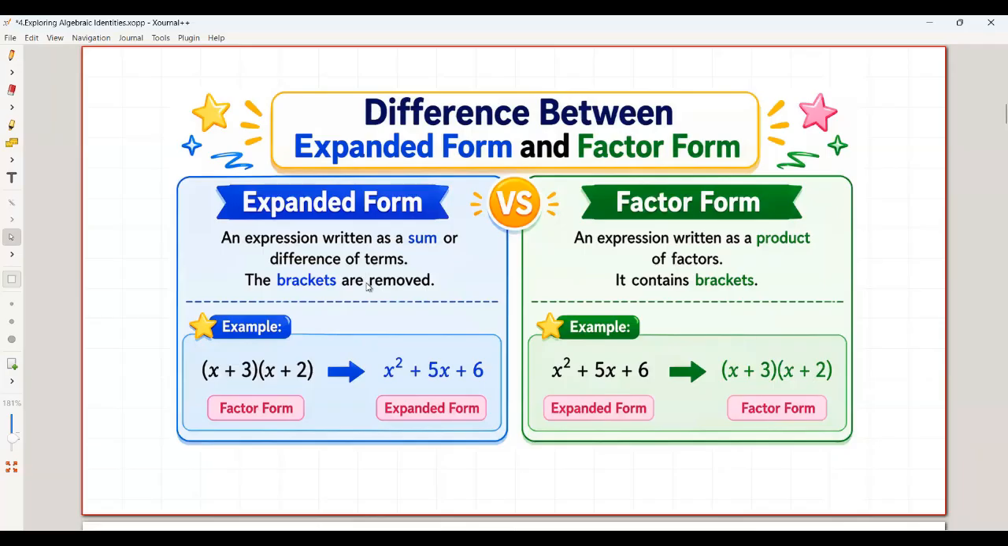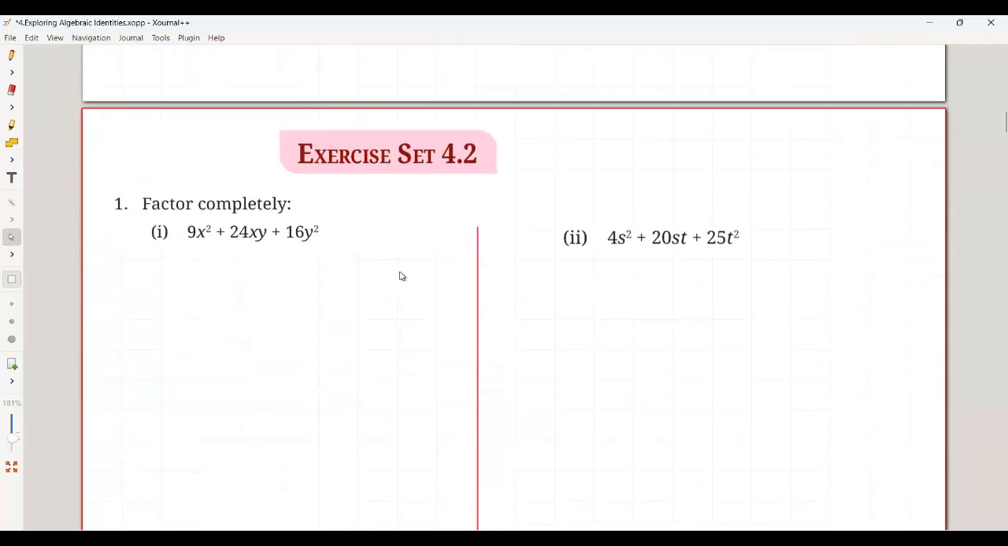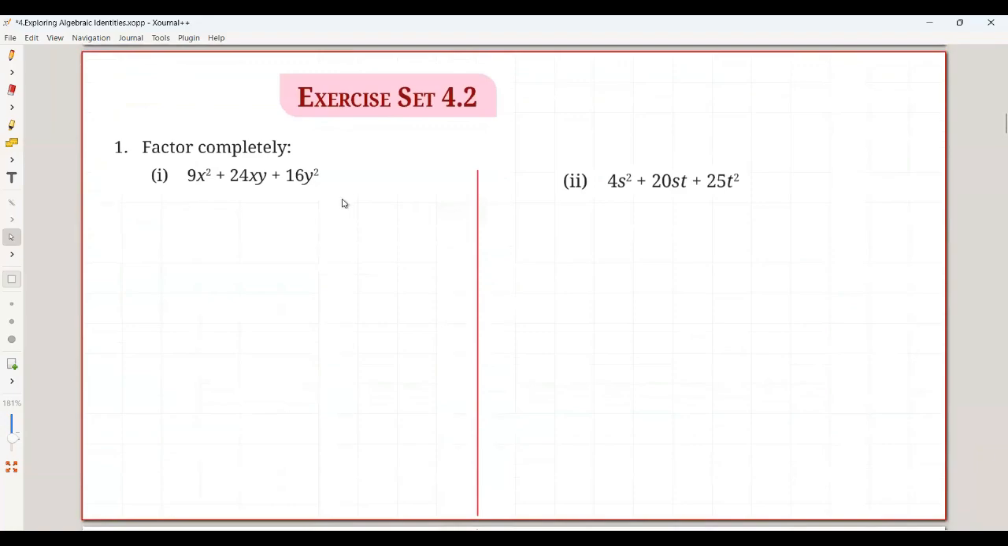So expanded form means the bracket will not be there, and factor form means the bracket will be there. Now we are going to learn how to write it. Here the expanded form is given, so we have to write the factor form. Exercise set 4.2, factor completely. The expanded form is given without bracket, so we have to write it in factor format with bracket.